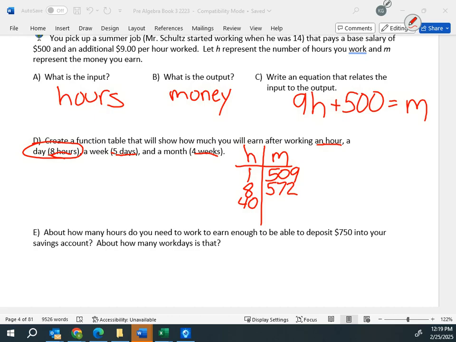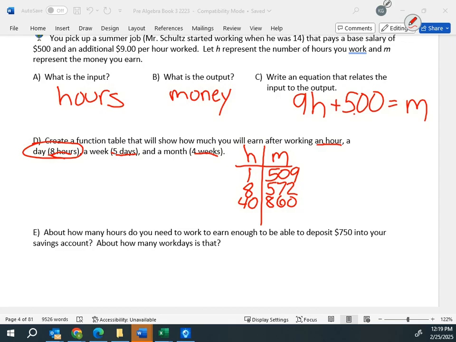Adley? 860. Do you know what you forgot to do, Luke? Forgot to add your 500 onto it. Don't forget when we have to add that number on. You really want that extra $500. Don't forget it. Now, how much money am I going to make in a month?